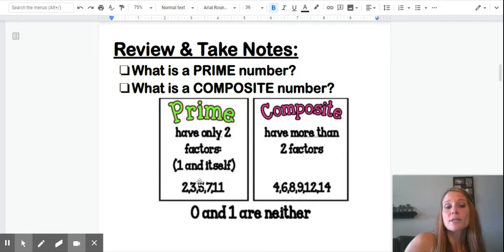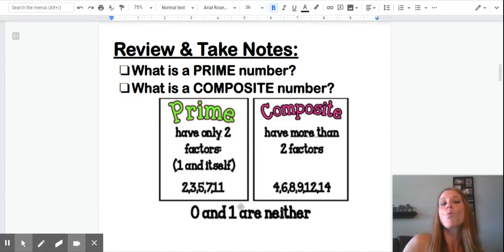If you notice, most prime numbers are odd, and odd numbers are just odd. There is an exception to the rule, and it would be the number 0, because 0 can never be multiplied by 1. You'll never get any value if you multiply it by 0, because you're talking like 0 groups of 100 is just still nothing.